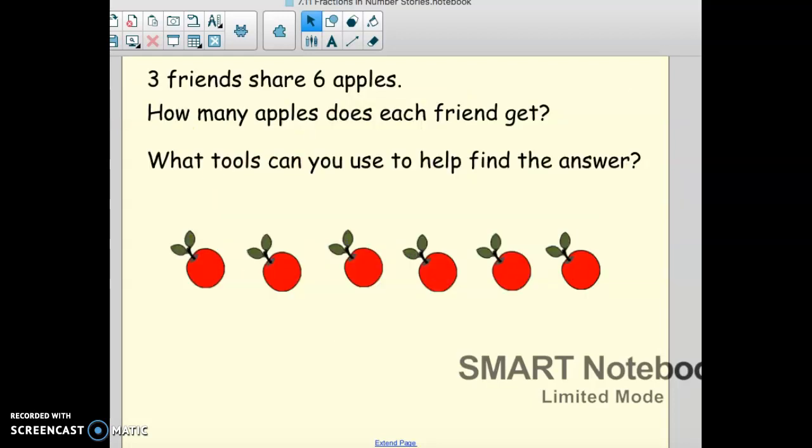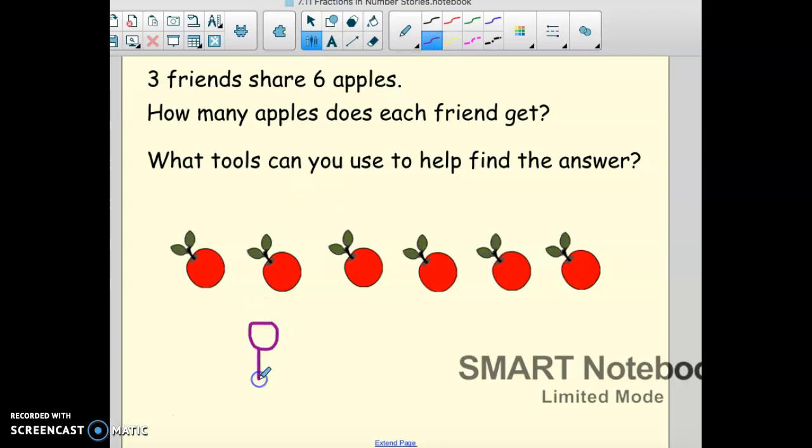Let's try another. This time, 3 friends share 6 apples. How many apples does each friend get? What tools can you use to help find the answer? First, we know we can use a picture. So I have my 6 apples listed below. I know that I'm sharing with 3 friends.